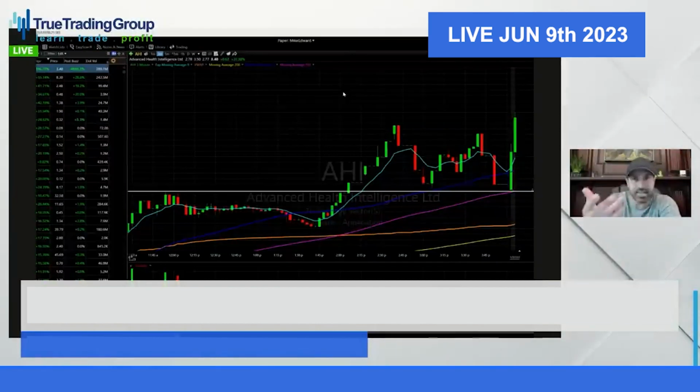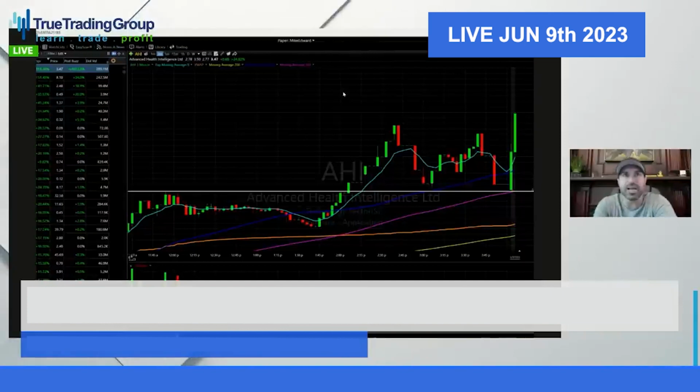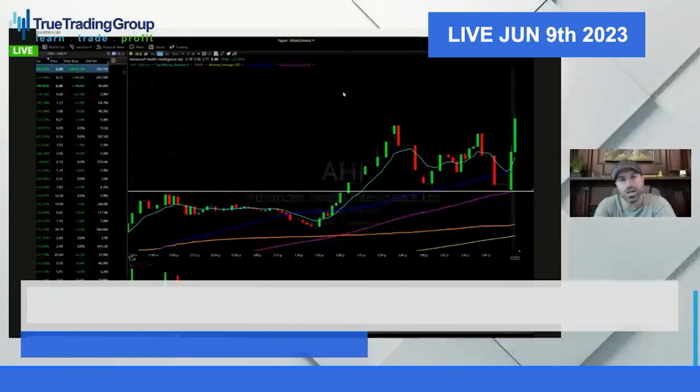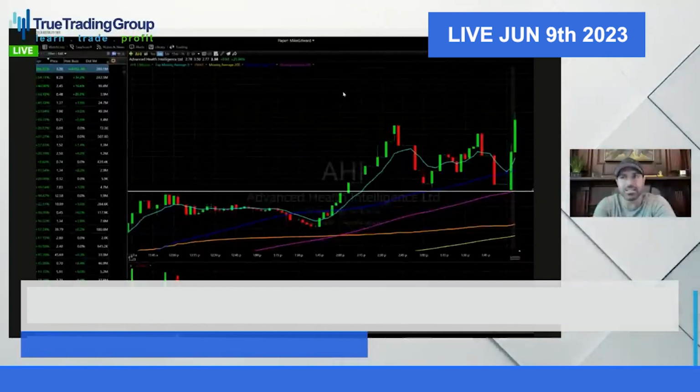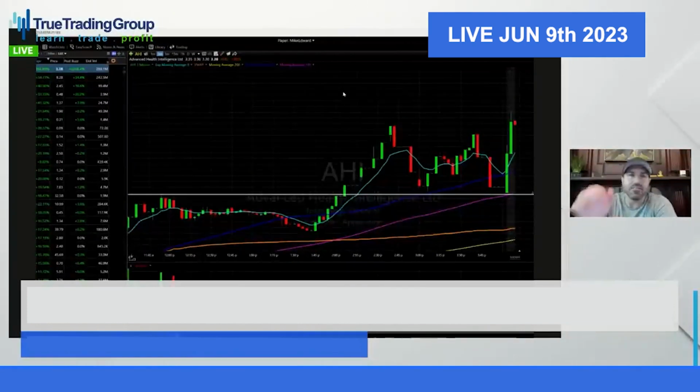You can use the 8, the 10, the 11, the 12. They're all very similar. There'll be a couple pennies off. It's really just personal preference. But that's the trade line, okay? It's a momentum indicator. Now, what the trade line helps you with is it helps you identify when a stock has very clear directional momentum.